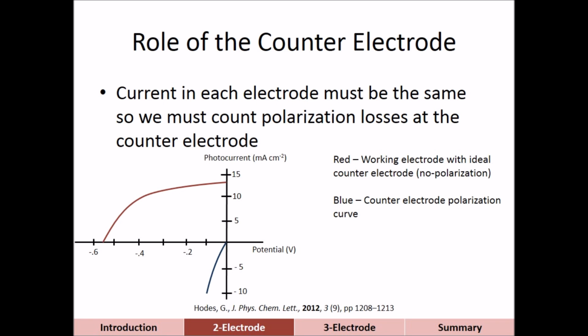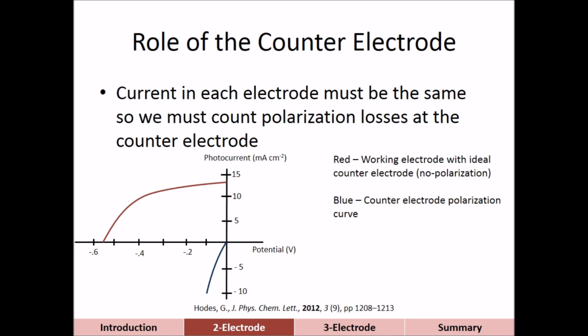As we begin to draw current from our solar cell, the counter-electrode performance begins to significantly matter. This is because the current in each electrode must be the same since they're connected in series. In this example, the red IV curve is an IV curve for a working electrode that was taken with some ideal counter-electrode, so this is just a theoretical working electrode curve. And the blue curve is the polarization curve of a counter-electrode that we're going to be using in conjunction with this red working electrode.